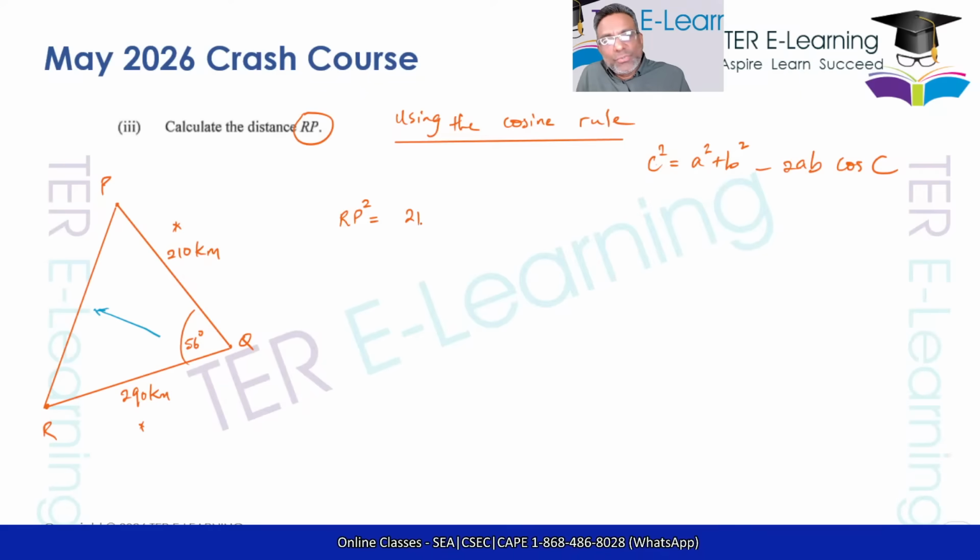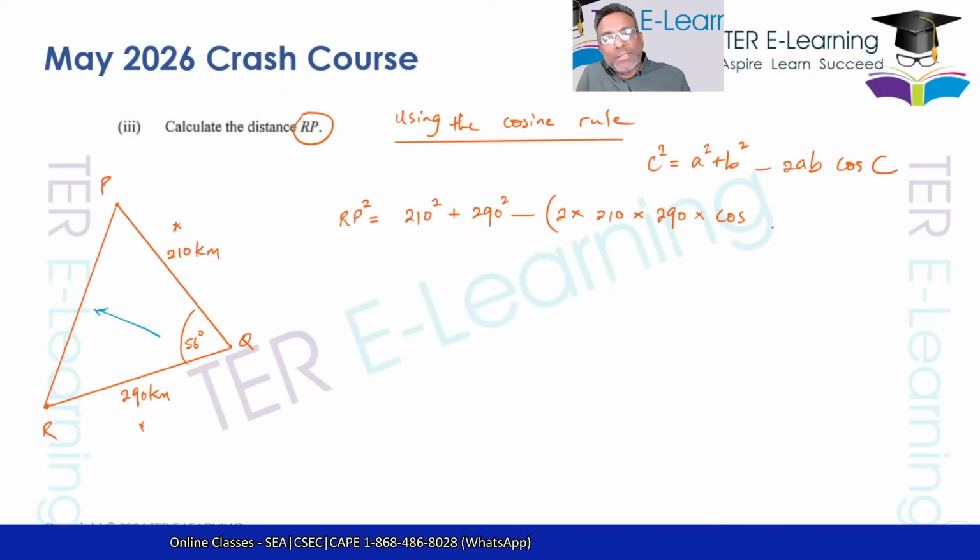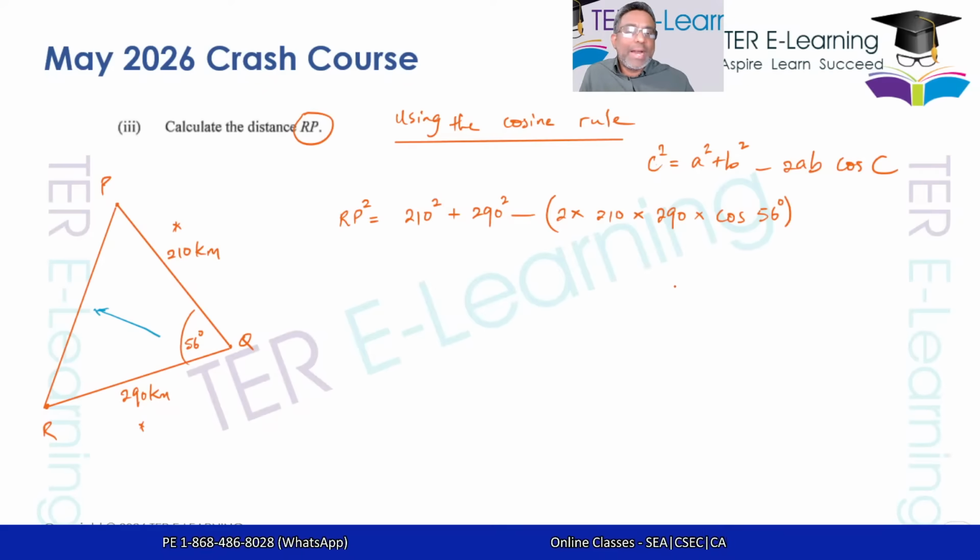So this will be 210 squared plus 290 squared minus, and it's always going to be 2 by the two sides that you know, which is 210 multiplied by 290 multiplied by cosine of the angle, which in this case is 56 degrees. So what I've done here is apply the cosine rule based on the triangle I am seeing in front of me. So this is going to be RP squared.